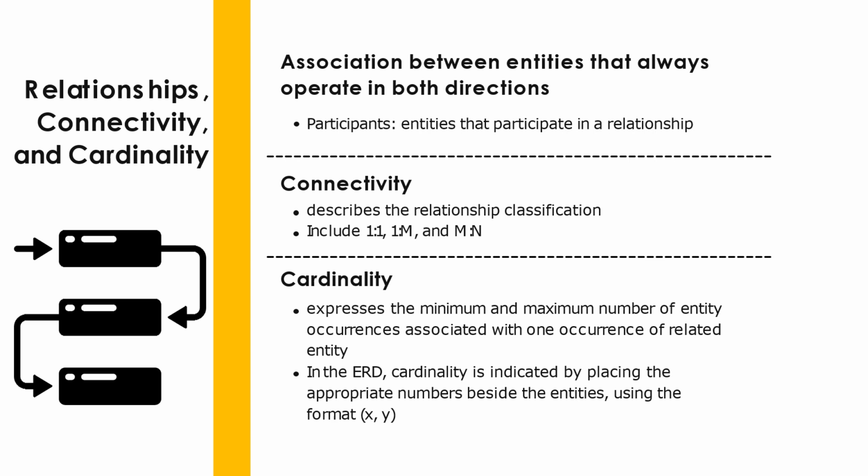In the ERD, cardinality is indicated by placing the appropriate numbers beside the entities using the format x, y, where x is your lower limit and y is your upper limit. To identify if something is cardinality or not, you can ask the question, for each instance of entity A, how many instances of entity B is associated with the one instance of entity A?